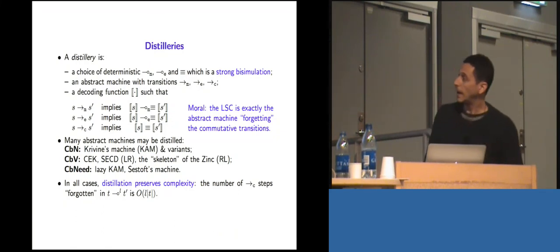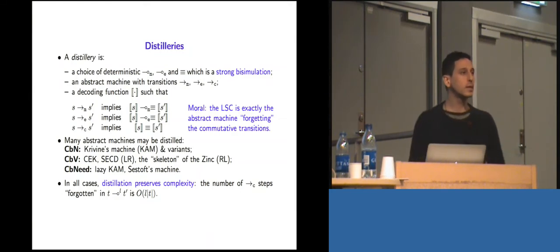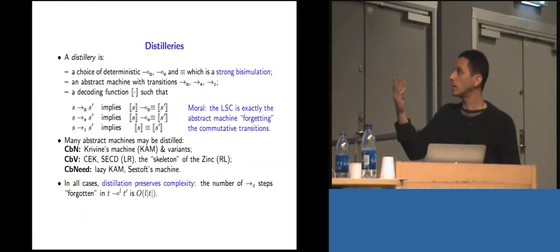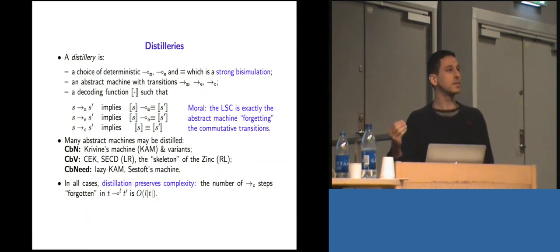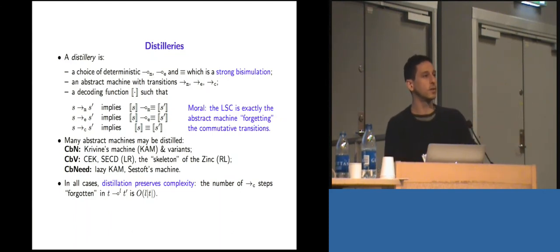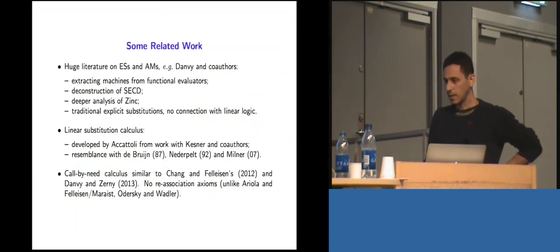And in all cases, we have this important result: the distillation preserves the complexity. So suppose that you have your term T, and you reduce it in your linear strategy in L steps to a normal form T prime. This means that the abstract machine that corresponds to the calculus does exactly L computational steps. But how many commutative steps does it do? The calculus doesn't see that, it forgets that. It does a number which is big O of the length times the size, so it's linear in both the length and the size of the term. And I guess I'm done.